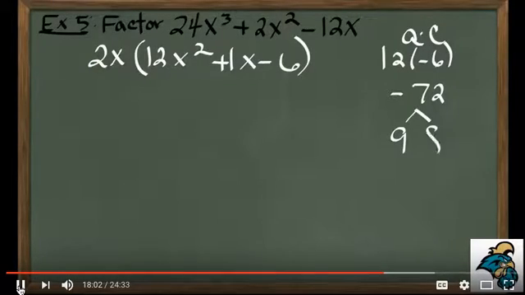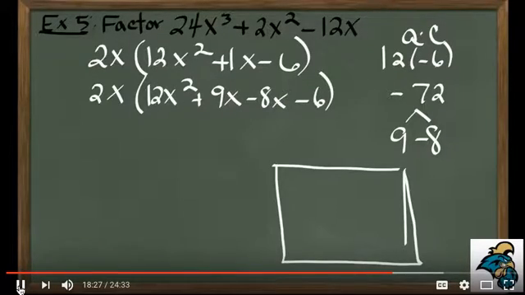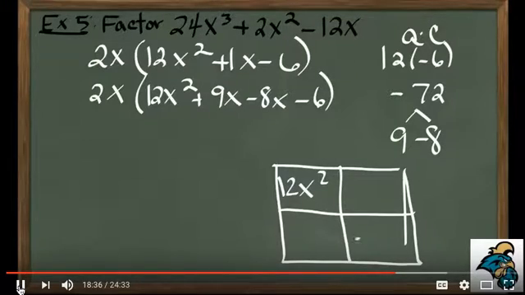Well, I know 9 times 8 is 72. Which of those needs to be negative? Well, in order to get a positive 1, I need the 8 to be negative. So I'm going to rewrite this as 2x times 12x squared plus 9x minus 8x minus 6. Then I'm going to set up my grid. My x squared term goes here, 12x squared. Then my constant term goes here, my other 2 terms, in these 2 boxes.